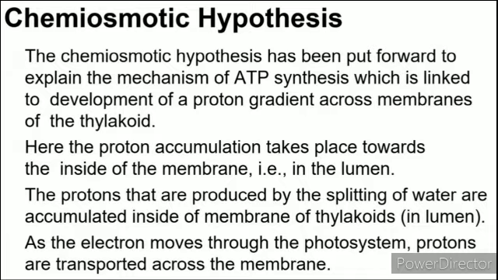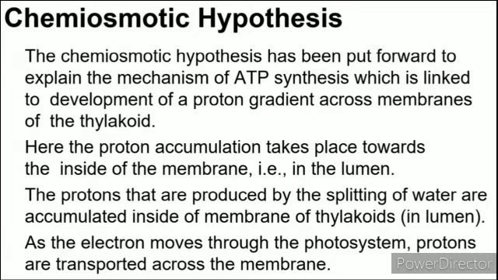The chemiosmotic hypothesis has been put forward to explain the mechanism of ATP synthesis, which is linked to development of a proton gradient across the membrane of the thylakoid. Here the proton accumulation takes place towards the inside of the membrane, that is in the lumen. The protons that are produced by the splitting of water are accumulated inside the membrane of thylakoids in the lumen.